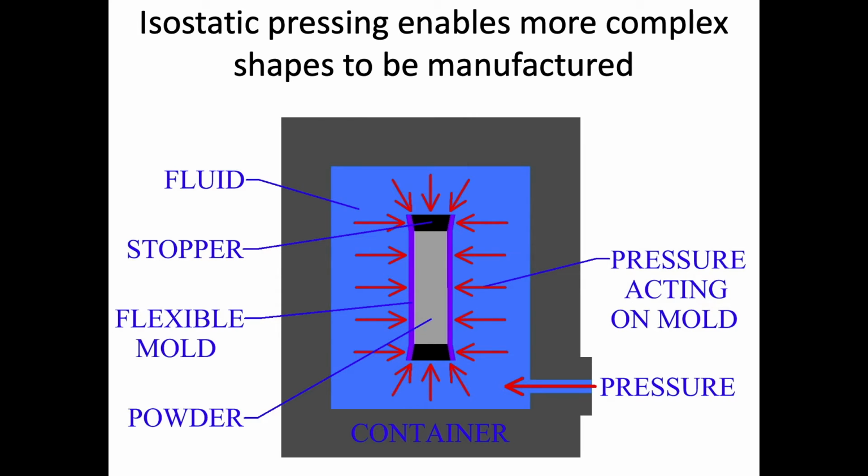And so what happens here is that we have our powder inside of a flexible mold. So this could be something like silicone or something like that, but it's a very flexible mold. It could even be a plastic, a plastic wrap or something. And so that flexible mold is put inside of a fluid. And so that fluid is then pressurized such that that pressure is being applied along every direction of this pellet.